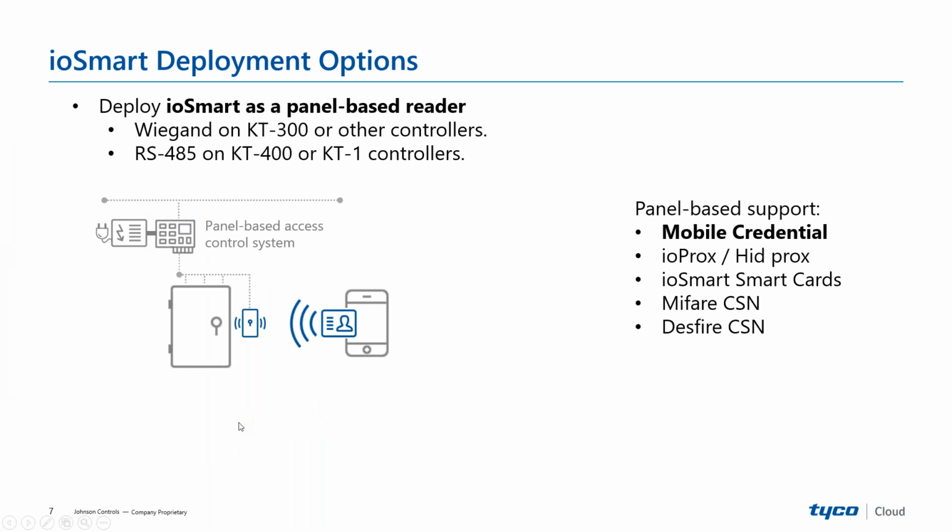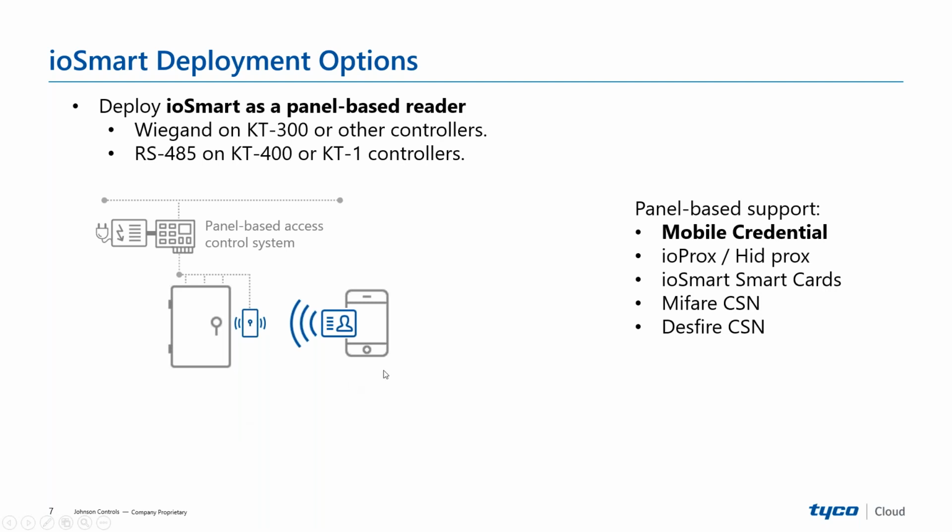So in a panel-based environment, the ioSmart reader is wired back to the access controller over Wiegand for KT300 or less, or if you're going RS-485 over the KT400 or KT1, which are better access control system controllers. I strongly recommend RS-485. You get end-to-end encryption. It's clean. It's proper, right?